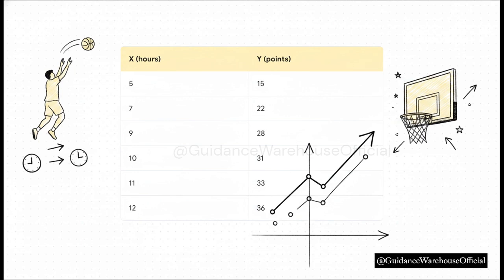Over on the left, we've got X, which represents the hours she spent practicing that jump shot. We call this the independent variable, mainly because it's the element she actively controls. On the right, we've got Y, the points she scored in a game. This is our dependent variable because we're trying to figure out if those points depend on her practice hours. Take a really close look at these numbers. Do you notice the trend? 5 hours of practice gave her 15 points. But bump that up to 12 hours and suddenly she's scoring 36 points. What we're really looking at right here are coordinates.